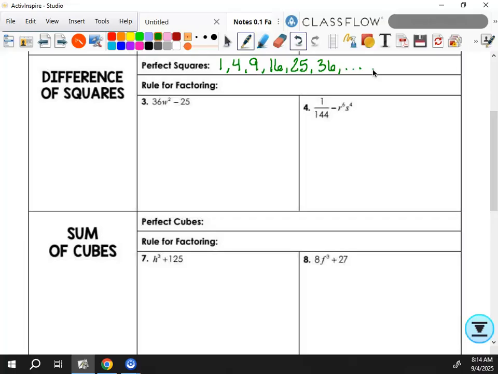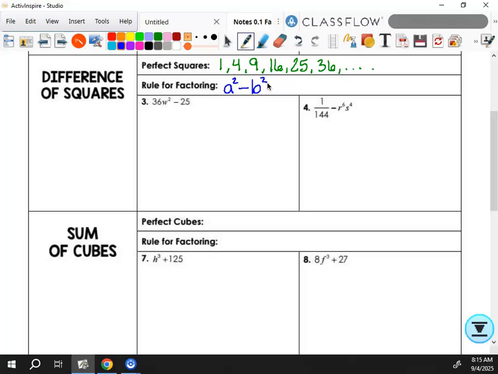So your rule for factoring, if what you have in front of you that you can factor looks like a squared minus b squared. So that's what makes it a difference. Okay, they're being subtracted. And I can take the square root of this one and the square root of this one, and have a whole number or something left there.